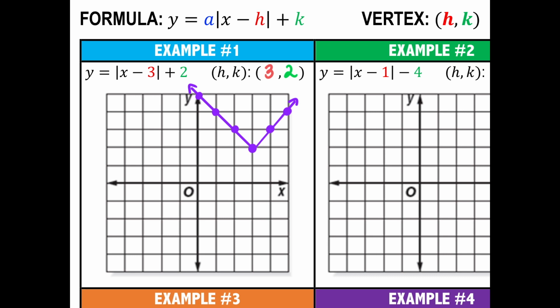Since our value for a is 1, I'm going to stop saying that now because it's going to be the same for every single one of these examples. Then if we think about what our parent function looks like, y equals the absolute value of x, that means that our graph has only changed by translating. It has only moved its position on the graph. And because our vertex is (3, 2), that means our graph has shifted, or translated, 3 units right and 2 units up.